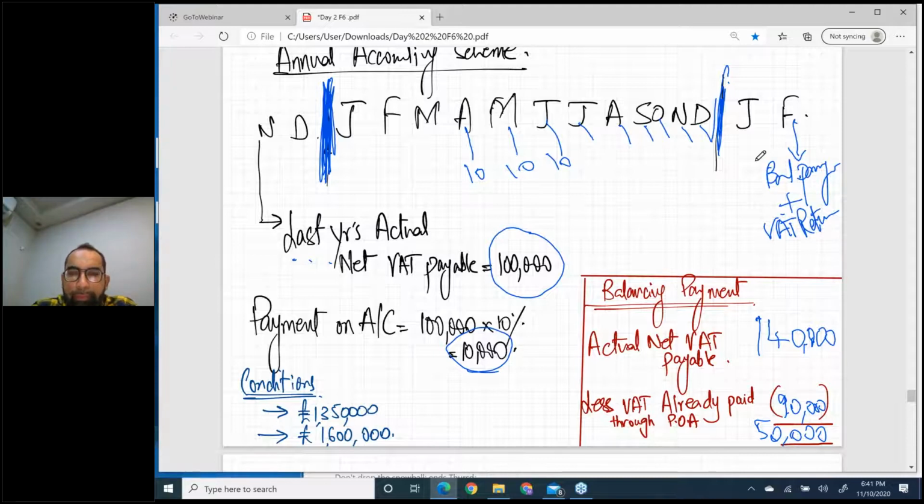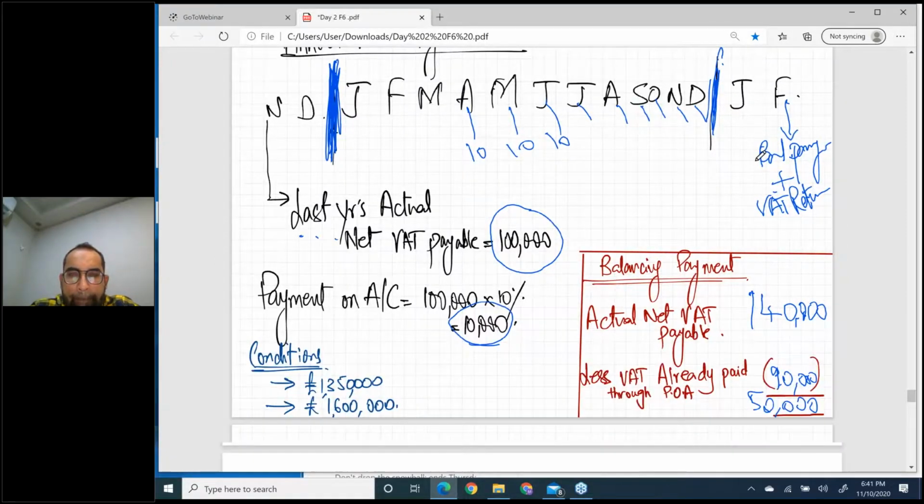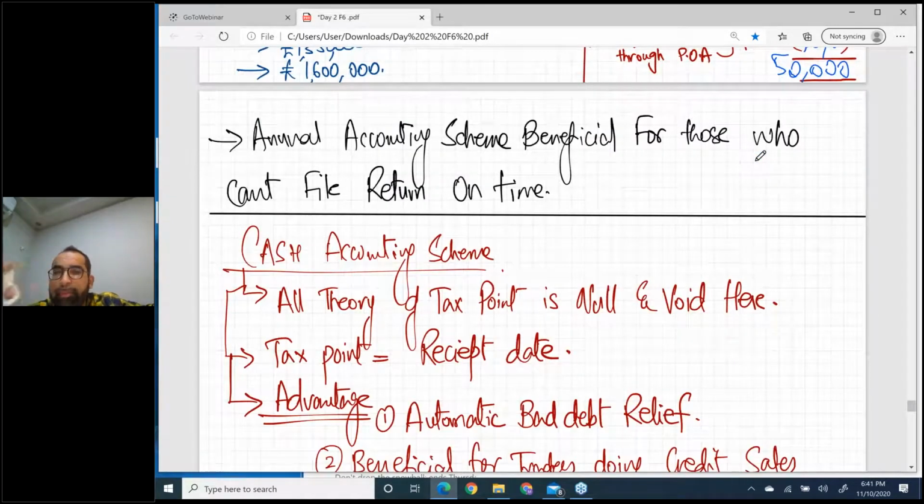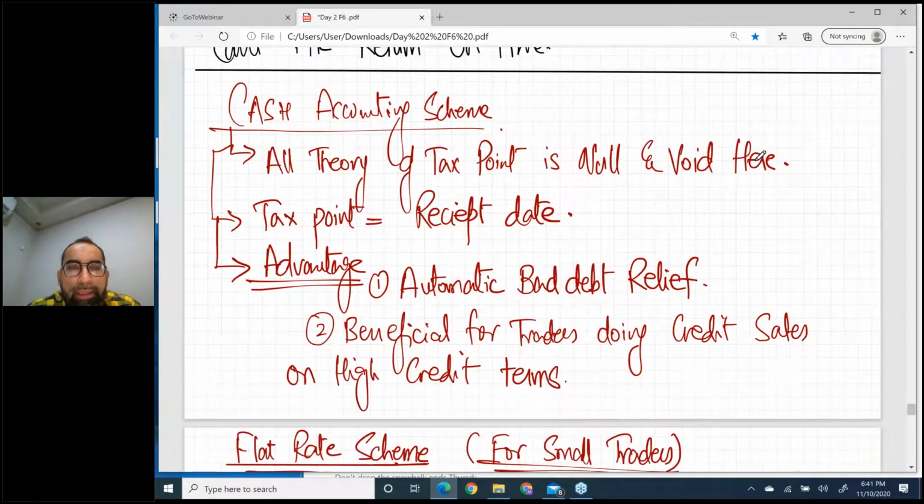Right? Now, see, I've written that the annual accounting scheme is beneficial for those who can't file a return on time. Now the second scheme, boys and girls, we have the cash accounting scheme. What is the cash accounting scheme?